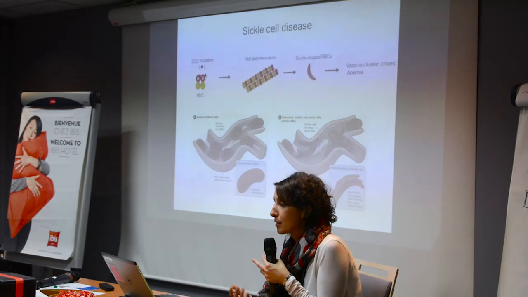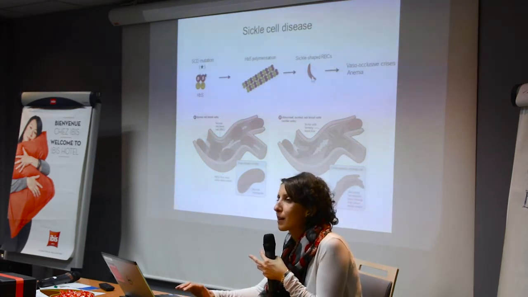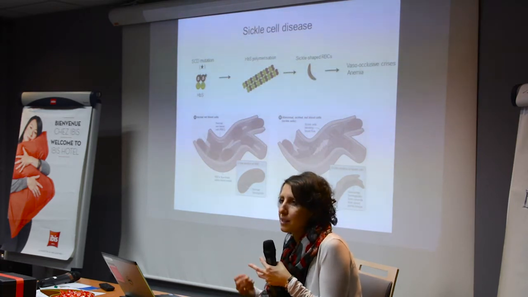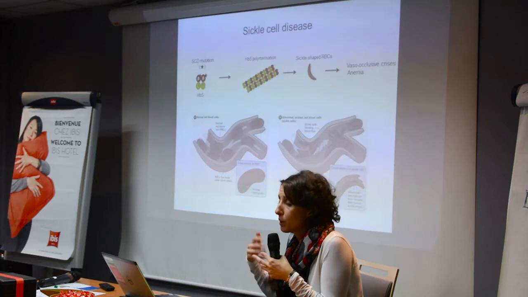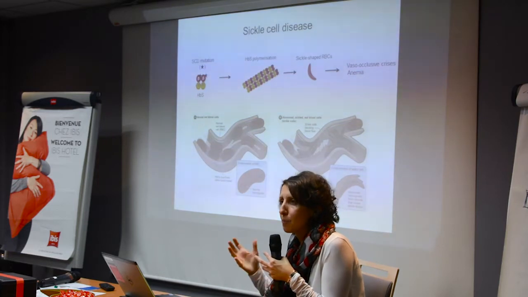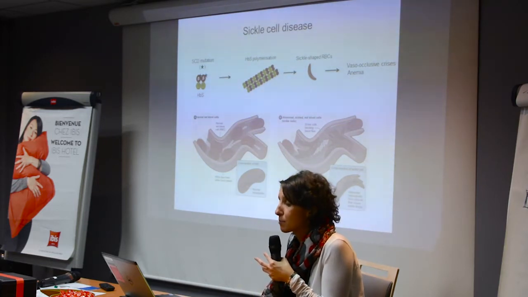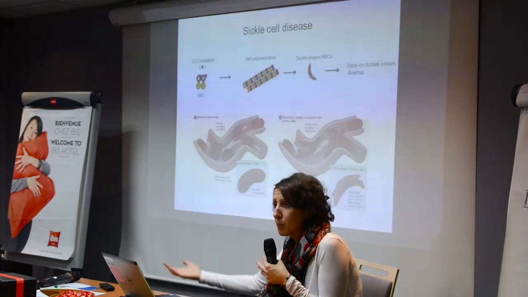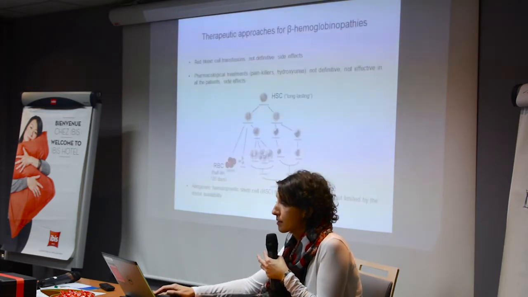Moreover, these patients are also anemic, because these abnormal red blood cells are very fragile and are recognized by the organism as abnormal, so the patient's organism destroys these cells. So the total number of red blood cells in the blood of these patients is lower, and we have an anemic phenotype also in this case.